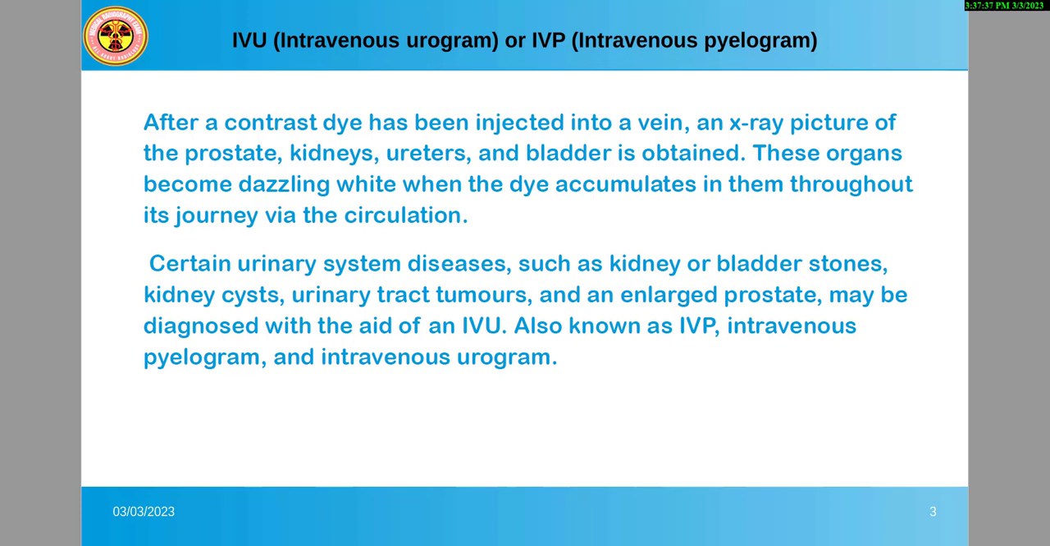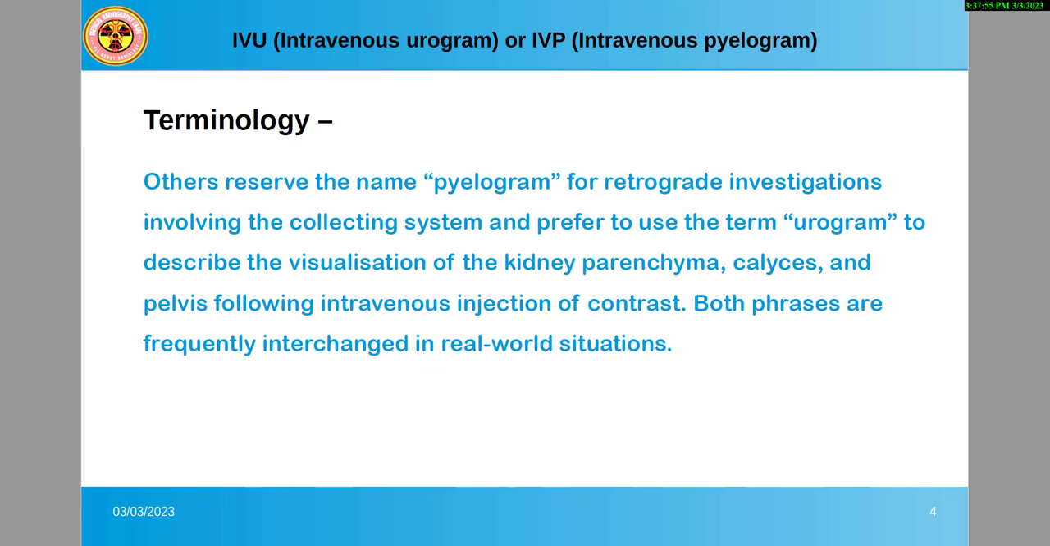Certain urinary system diseases, such as kidney or bladder stones, kidney cysts, urinary tract tumors, and an enlarged prostate, may be diagnosed with the aid of an IVU. Also known as IVP, intravenous pyelogram, and intravenous urogram. Terminology. Others reserve the name pyelogram for retrograde investigations involving the collecting system and prefer to use the term urogram to describe the visualization of the kidney parenchyma, calyces, and pelvis following intravenous injection of contrast. Both phrases are frequently interchanged in real-world situations.